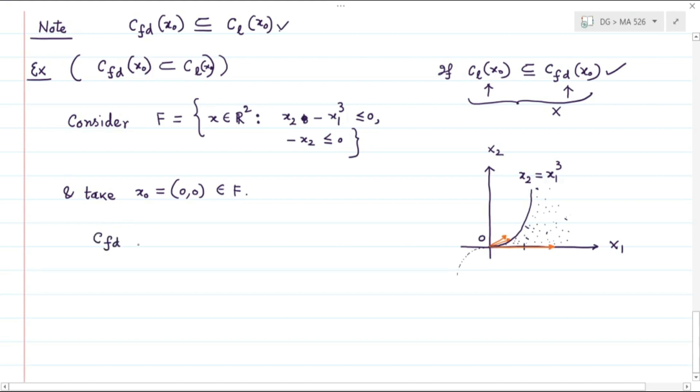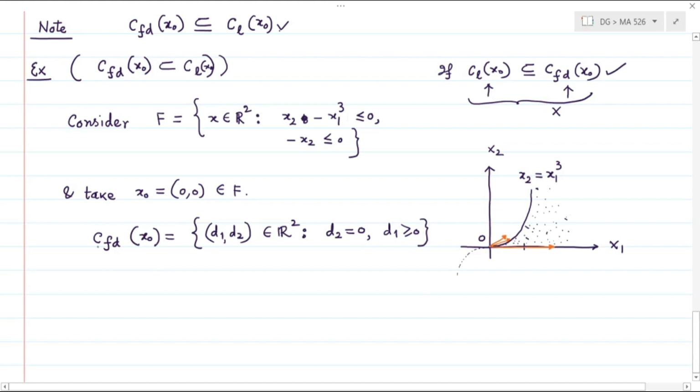CFD, the feasible directions at the point x0, is the set of all directions d1, d2 belonging to R2 such that d2 equals 0. Not only d2 equals 0, because the negative x1 axis is also included in d2 equals 0, and therefore you will have d2 equals 0 and also d1 greater than or equal to 0. This is the only direction which is feasible at the point x0.